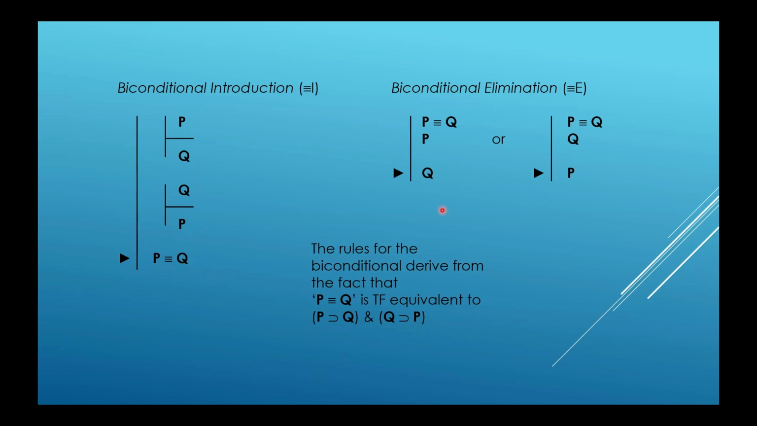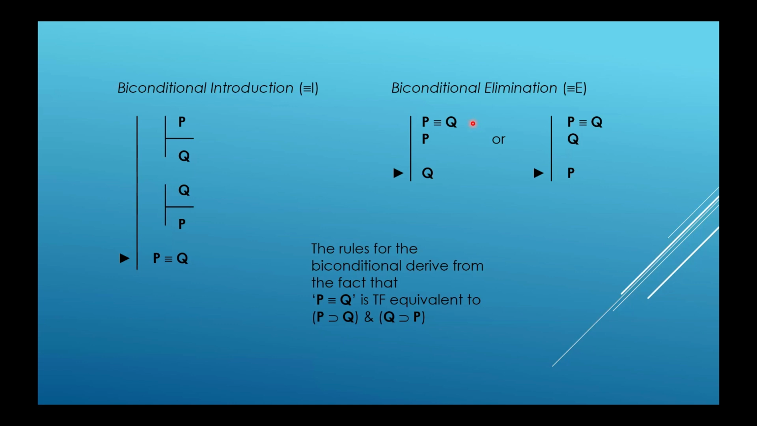Likewise, the biconditional elimination rule is this. If you have P if and only if Q and P, then you can infer Q. But you can also go the other direction. If you have P if and only if Q and Q, you can infer P. So biconditional elimination is like conditional elimination, except it works in either direction. If you have either side of the biconditional, you can get the other side.